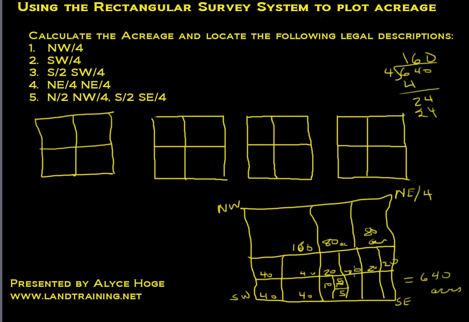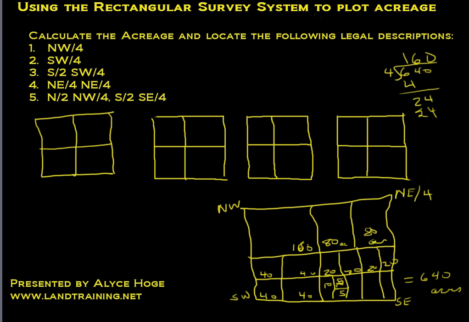So the math is really the easy part of the equation, because all you're doing is subdividing this acreage, this 640, into either fourths or half of that fourth or half of that fourth. And you just keep drilling down until you get to the actual acreage in the tract. So that's calculate the acreage. That's the first part of this equation. Now let's look at how we locate the following legal descriptions.